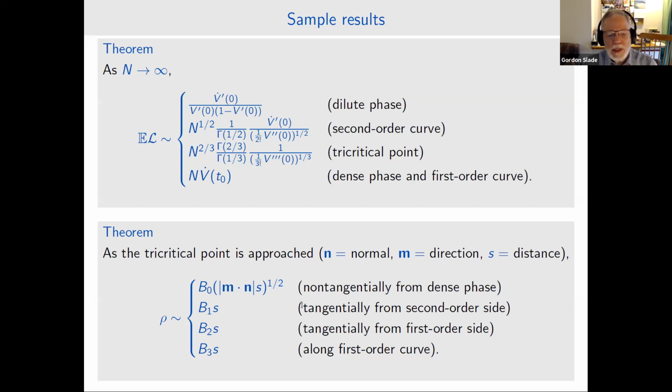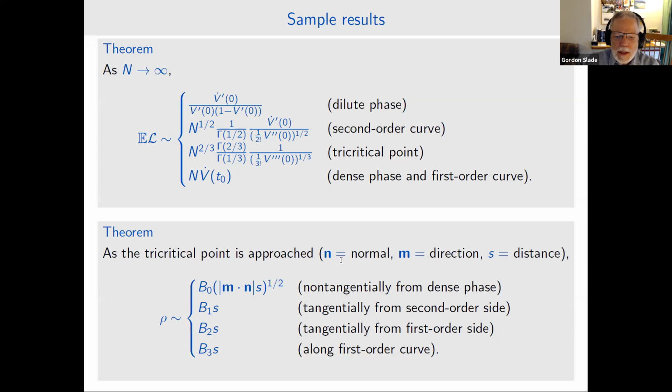We're interested also in what the critical phenomena associated with the tricritical point are. So as the tricritical point is approached from the dense phase or along the first order curve, you can calculate how the density goes to 0. And it depends on the nature of the approach.